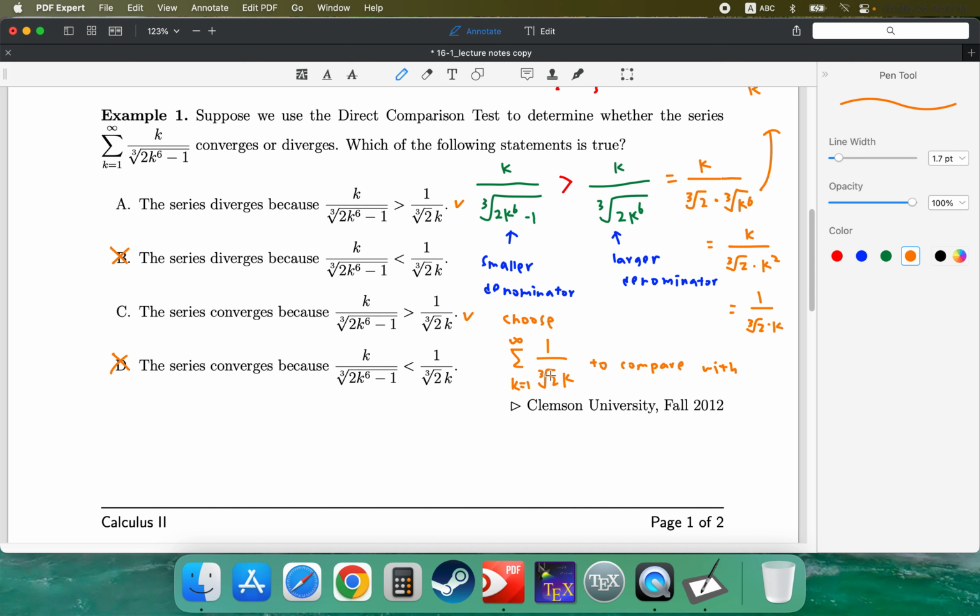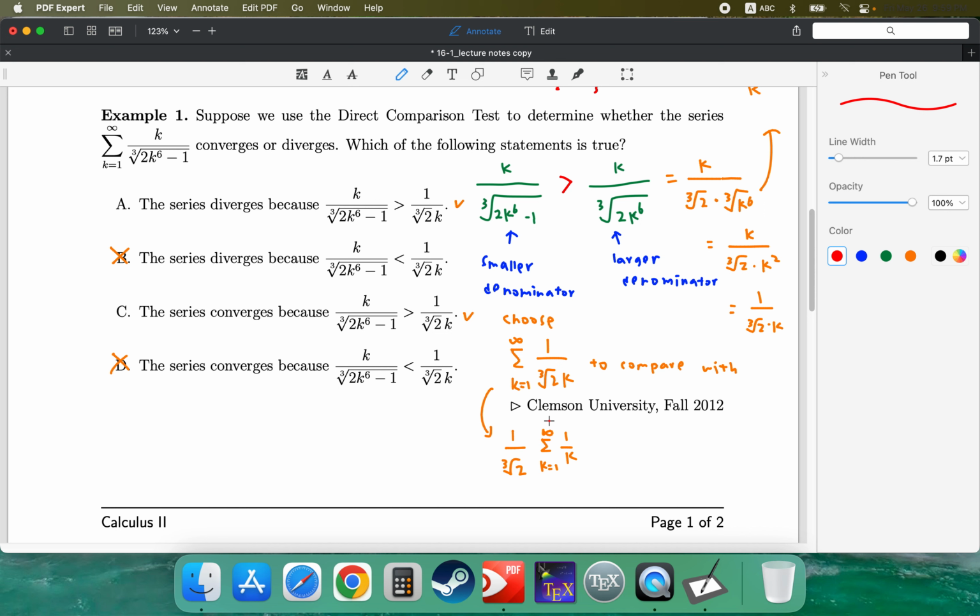Okay, and notice that right here, the cubic root of 2 is a constant multiple, so I can take it out. So this becomes 1 over the cubic root of 2 times the summation of 1 over k.